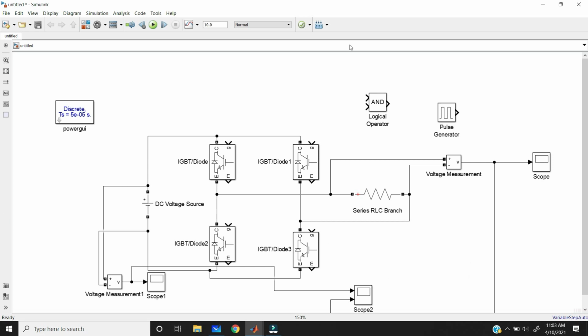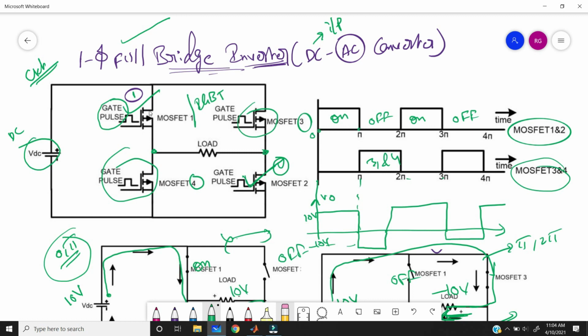That's it. So here the important thing is how to give pulses to the switches. In our circuit we need to turn on 1 and 2 at a time, and 3 and 4 at a time. During 0 to pi we turn on MOSFET 1 and 2, and here 3 and 4 will be off, right? And pi to 2 pi, we need to turn on 3 and 4, and here 1 and 2 turn off, right? In that format only you can give the pulses to the switches.